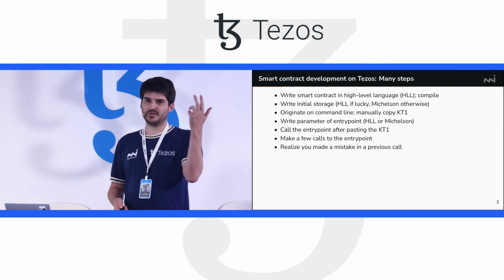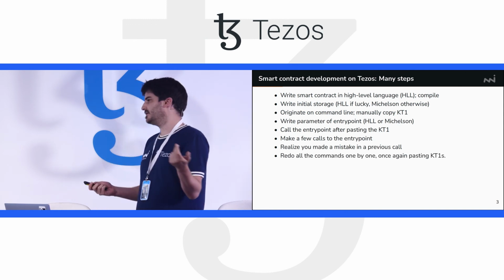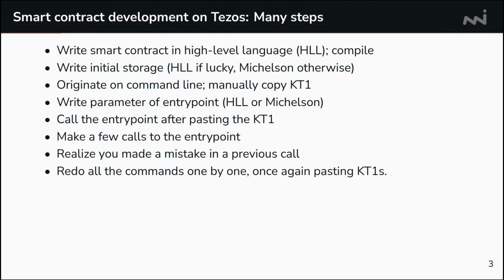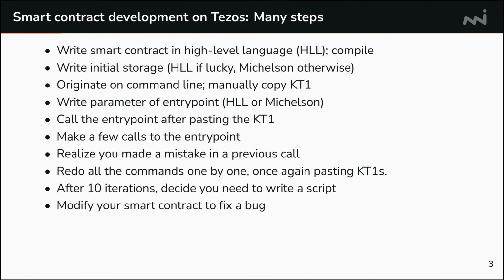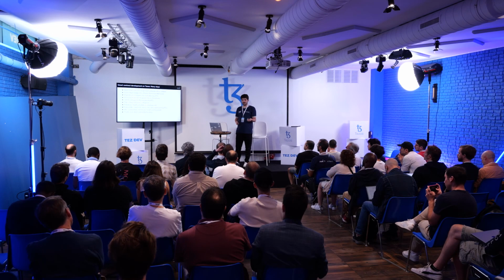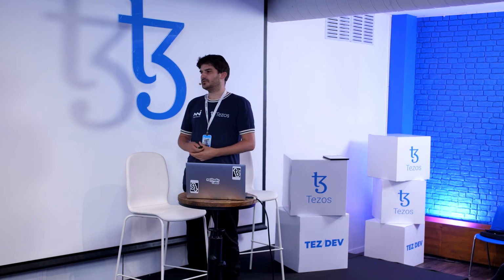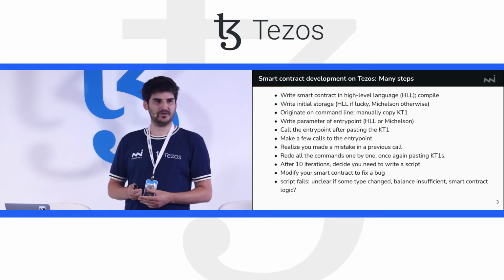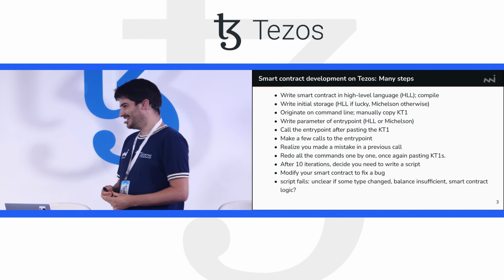Then you realize you made a mistake in the previous call. OK, so you have to redo all the commands one by one. You have to originate again and then redo all the commands. You do this 10 times, and then you think, OK, maybe I'm going to write a script, because this is a bit bothersome. And then you realize, OK, there's a bug in my smart contract, so I need to modify my smart contract. And then your script fails. Maybe it's a bash script. Usually you start with bash scripts. I'm looking at you, Mohamed.